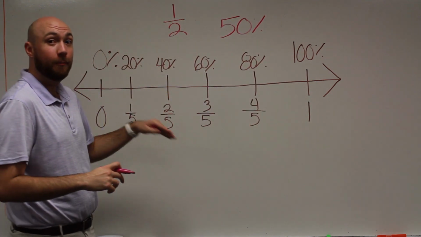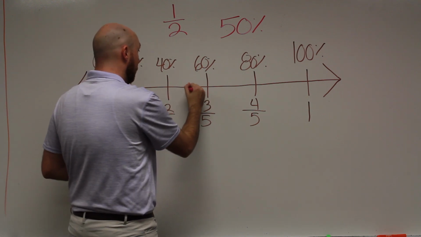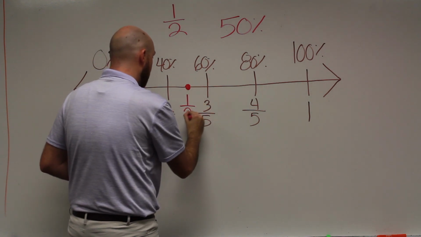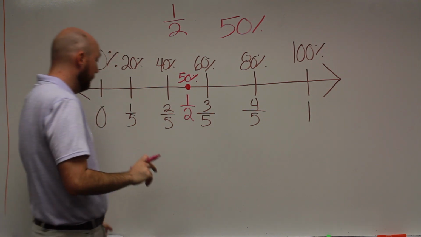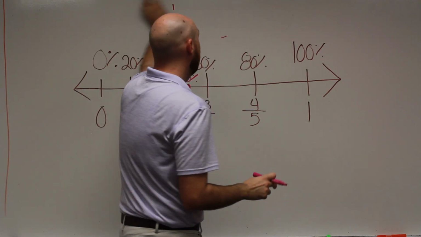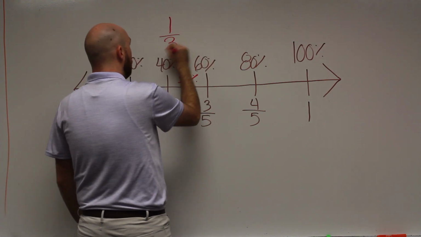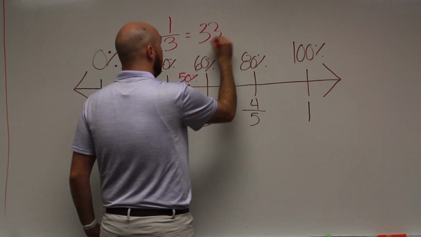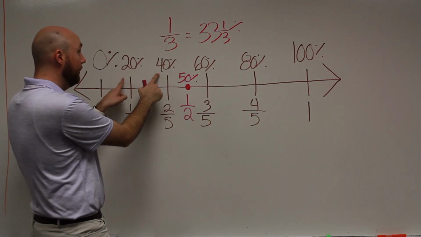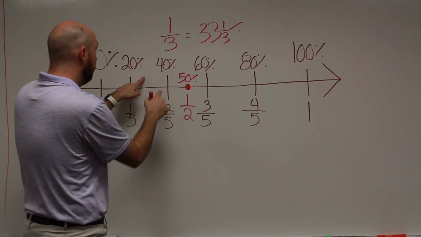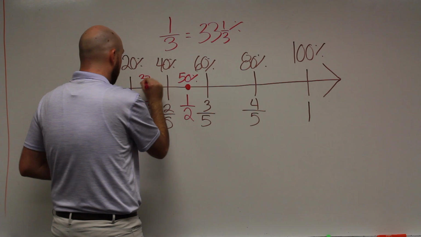So where would 50% fall on here? In the middle of 40 and 60, right? So my 1/2 goes right here. That is how you do it. And we'll do another example. Let's do our benchmark fraction we just learned, 1/3. Its percentage is 33 and 1/3%. You need to look at which numbers it falls between. It'd fall between 20 and 40%. So 1/3 would go here, and you can label again.